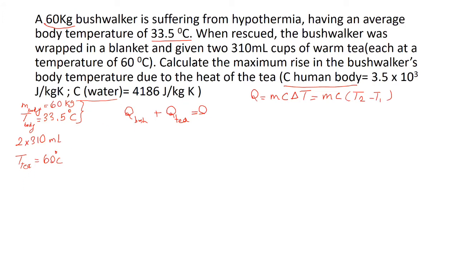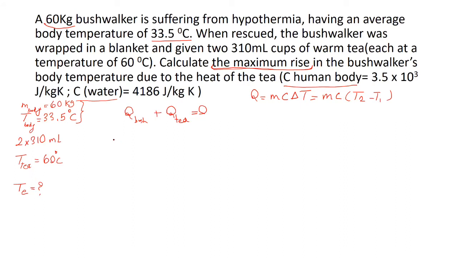And what we want to find is to calculate the maximum rise in the bushwalker's body temperature. We want to see at the end how much the temperature of the bushwalker's body increases. So first, we should find T equilibrium. We need to find T equilibrium.